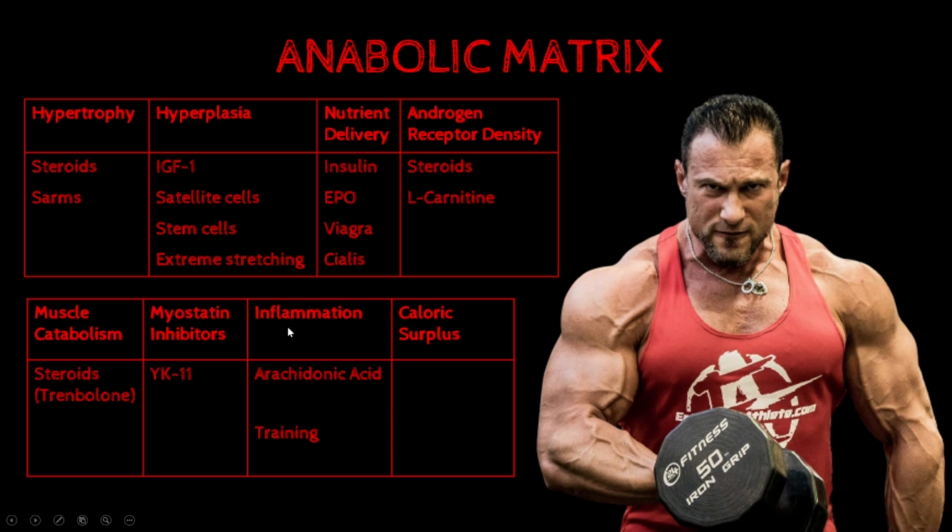Moving on, we have inflammation. So this is kind of an odd one. You do need a certain low level of inflammation that's caused from training or arachidonic acid, but too much inflammation can actually be detrimental. It's kind of a fine line as to how much inflammation you want. However, arachidonic acid listed here is basically an omega-6 fatty acid, which helps to create prostaglandins and prostacyclins. So those are hormonal molecules, and they cause inflammation in the body. And so arachidonic acid has been shown in studies to create more muscle over time.